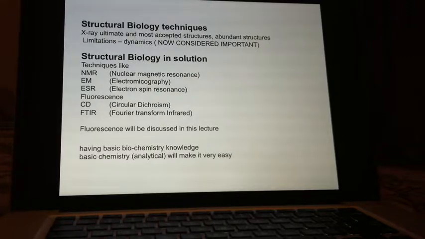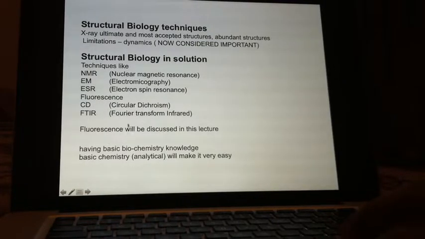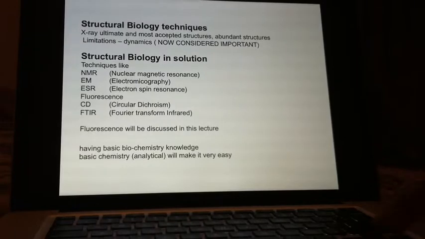For getting dynamic information of the molecule, we use another set of techniques in solution. That's NMR, ESR, fluorescence, CD, and FTIR. EM, to a certain extent, is considered dynamic. Now, for the purpose of this lecture, I will only talk about fluorescence. So students who have some information about biochemistry and a little information about analytical chemistry will be able to follow the lecture quite easily.